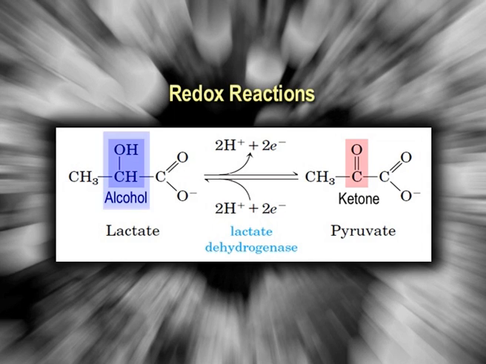See, from this particular group, 2 electrons and 2 protons are extracted. That means effectively 2 hydrogen atoms are extracted. So this alcohol group is oxidized to a ketone group. The electron acceptor in this case is a cofactor, nicotinamide adenine dinucleotide, and the cofactor itself is reduced.